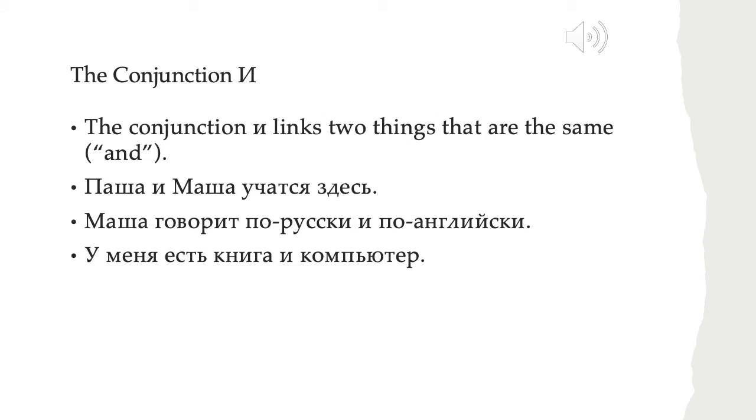Let's start with the conjunction и. The conjunction и is used to link two things that are the same, so it is basically and in Russian. So we could say, for example, Паша и Маша учатся здесь. Pasha and Masha go to school here. We have two things that are the same that are being linked. There's no contrast. Маша говорит по-русски и по-английски. Masha speaks Russian and English, linking two like things with no contrast.